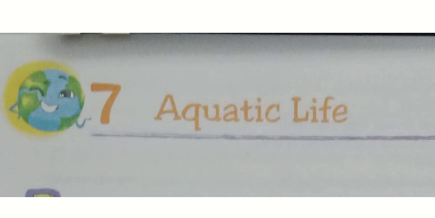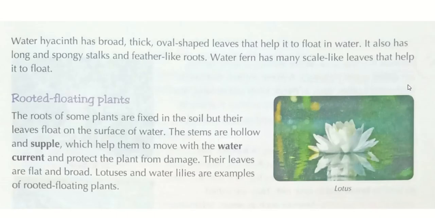So today let us start some new topics. This is all about rooted floating plants. Let me explain what is written about rooted floating plants. The roots of some plants are fixed in the soil, but their leaves float on the surface of water. The stems are hollow and supple, which helps them to move with the water current and protects the plant from damage. Their leaves are flat and broad. Lotus and water lilies are examples of rooted floating plants.